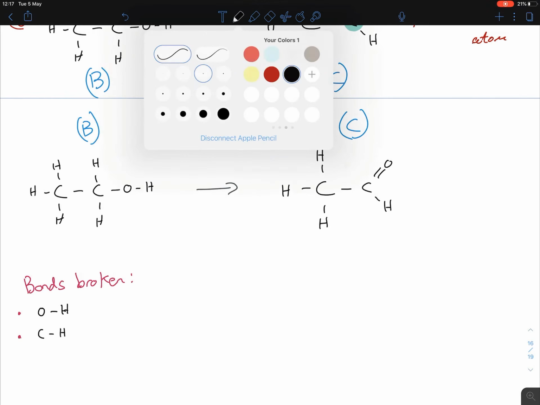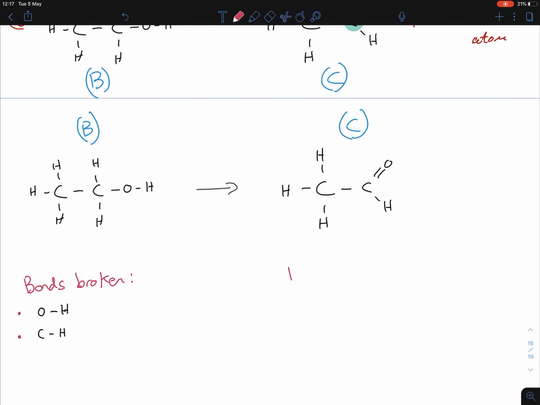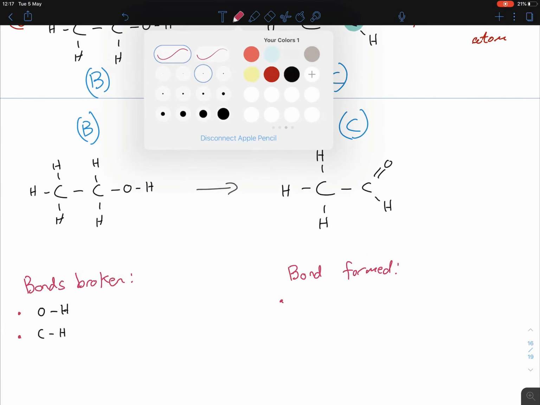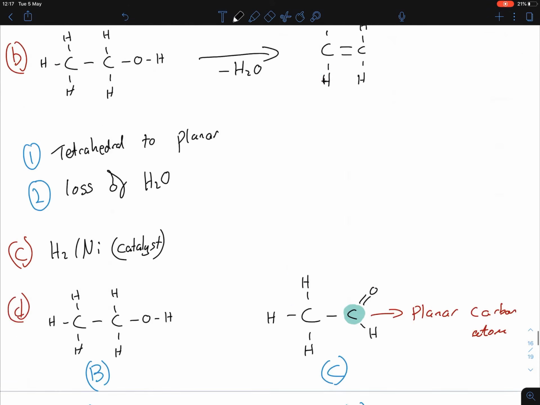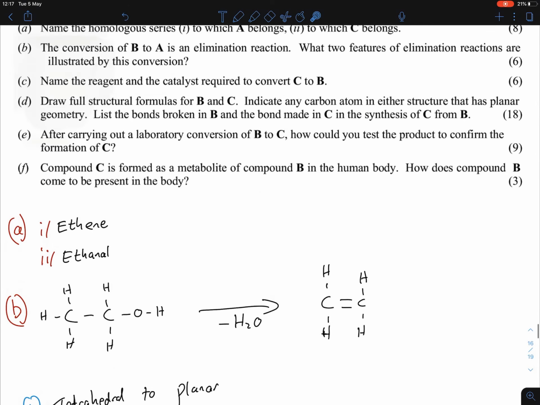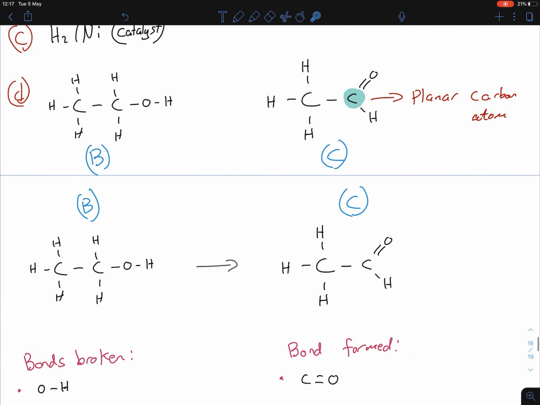And then over here we're looking for the bond formed. There's actually only one bond formed, and that's going to be the C double bond O. That's it. Again, there's a bit of a hint up here. You're told to list the bonds broken, plural, and the bond made, singular. So that was a clue that there was more than one bond being broken in B. And if you hadn't drawn out the OH like this, you probably would have missed it.